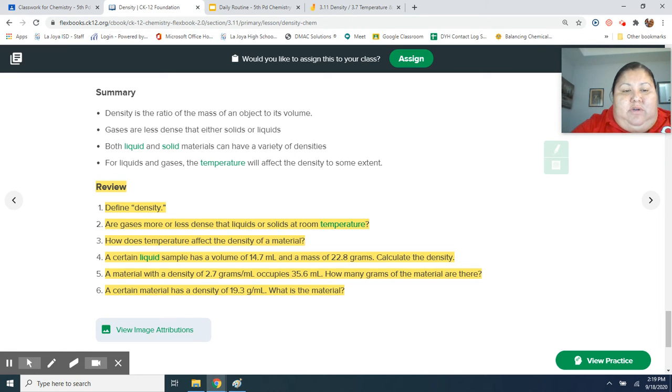All right, so here you have 6 questions. Question 6 is based off the table above, so make sure that you use that table for question 6. Okay, I don't want anybody saying, Miss, I couldn't do 6. No. Just look at the table above and then see what substance is close to the density that's given in the question. All right.